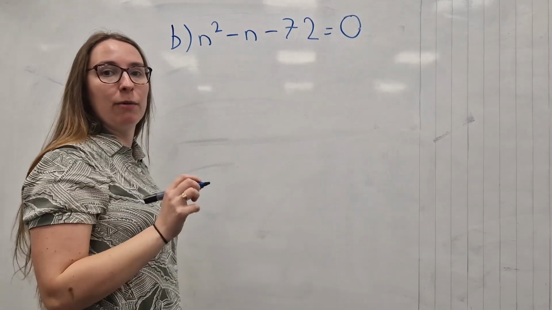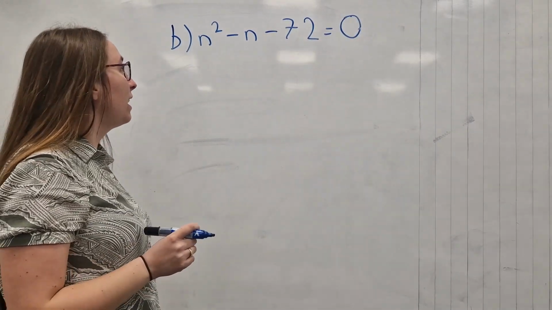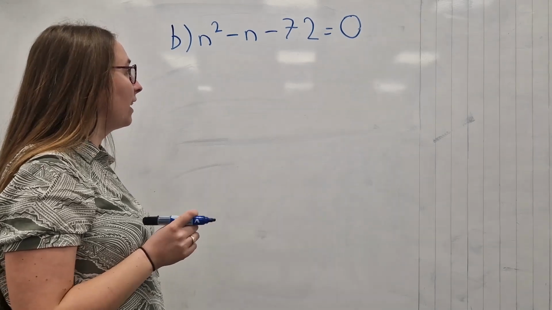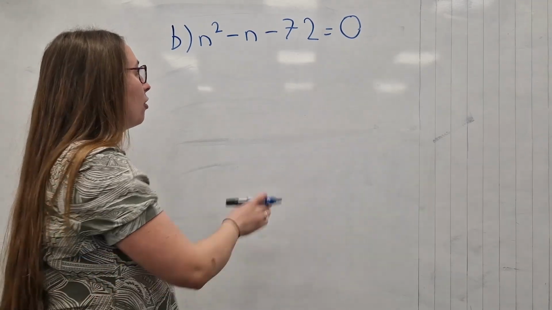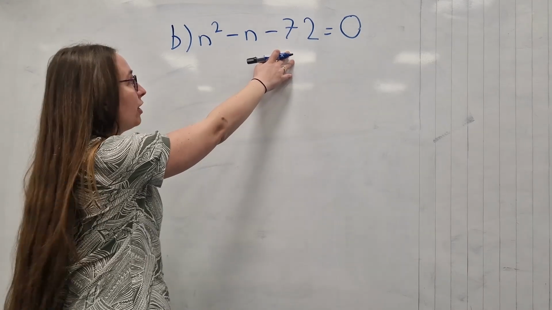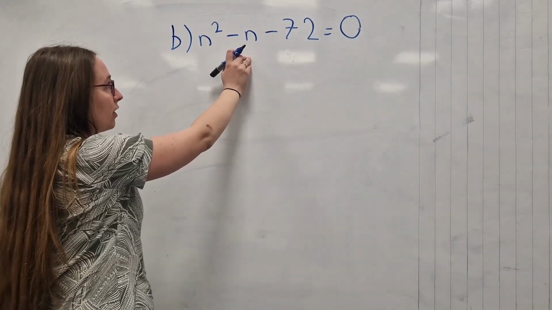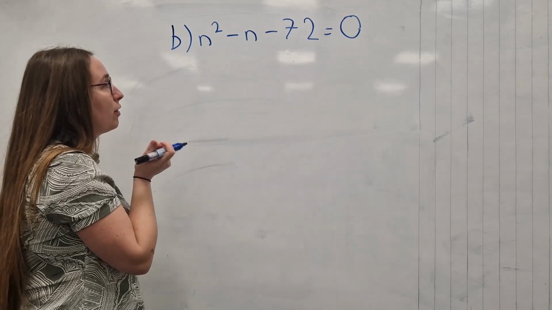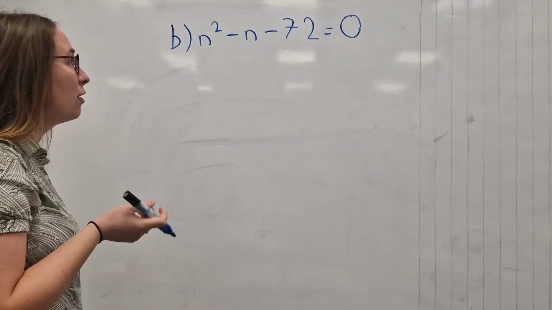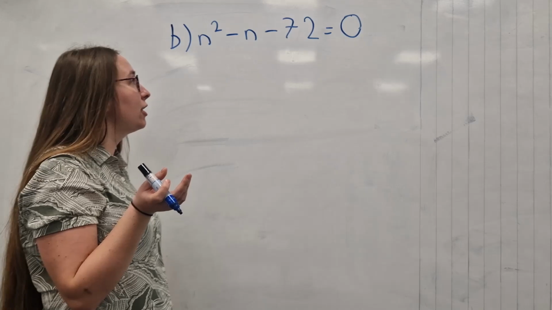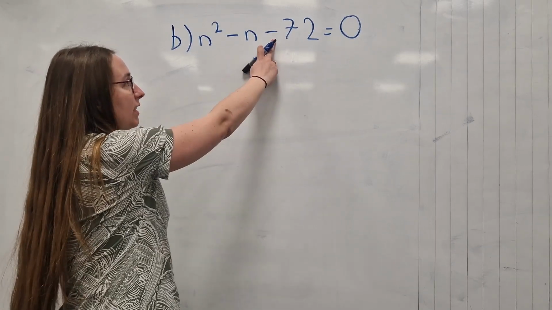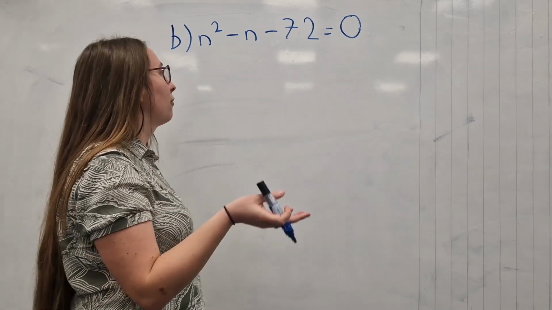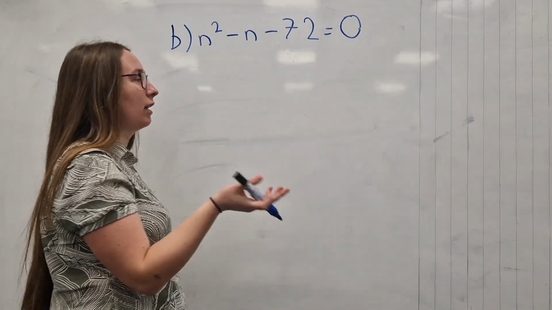Okay, so for part B, we have n squared minus n minus 72 equals 0, and we're asked to solve this equation. So first off, we want to see if it factorises, because that's the easiest method for solving. In that case, we need two numbers which multiply to make minus 72 and sum to make minus 1. So let's have a think about what those numbers could be. We have to think about the factors of 72. And we know, because this is a negative, that we need a positive and a negative sign. So we've got a positive times a negative equals a negative.